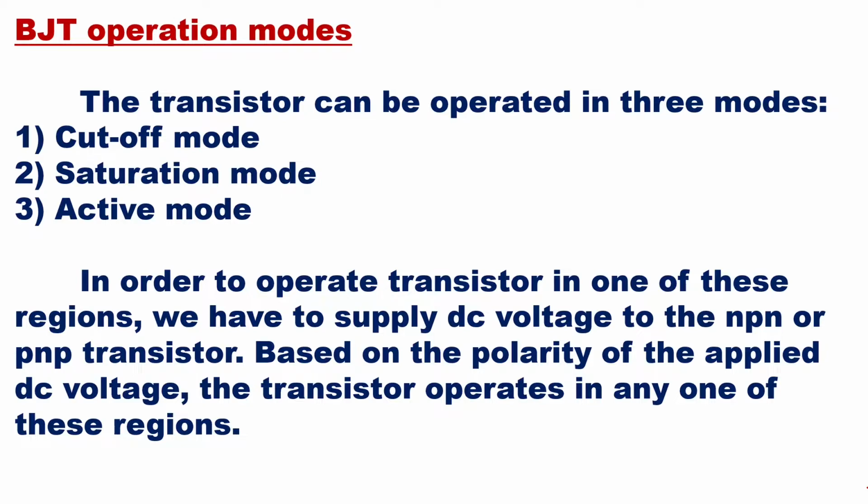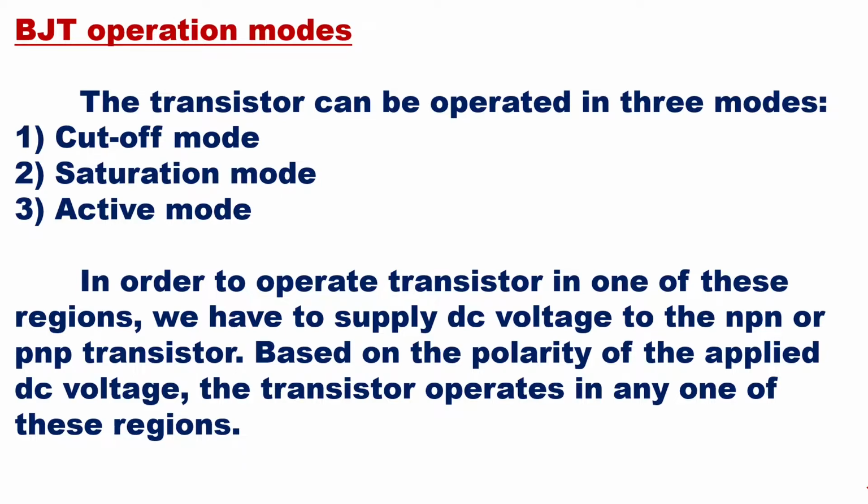Now, whenever we see the output characteristics of a transistor, whenever we see that graph, we know that the transistor can operate in three modes. One of the modes will be called cutoff mode, second one will be called saturation mode, and third one will be called active mode.